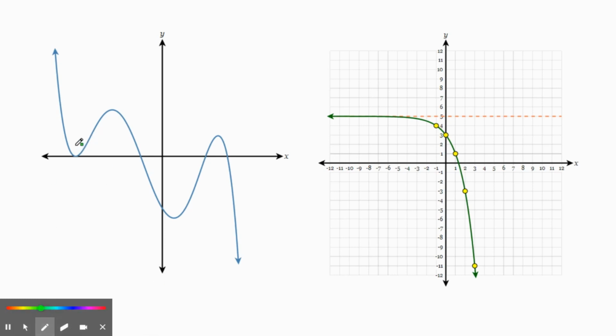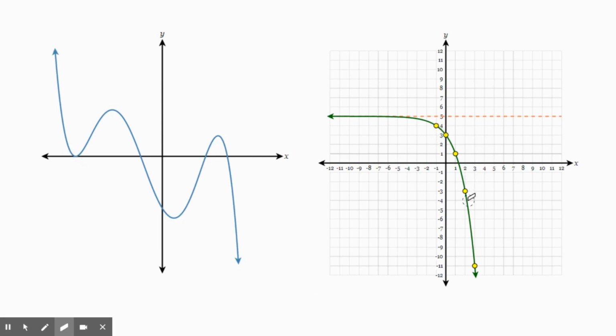The graph on the left has several what are called relative minimums. That's a relative minimum. This is a relative maximum. This is a relative minimum. And this is a relative maximum. If it were to have an endpoint, we would call this an absolute maximum. Or if there was an endpoint here, it would be called an absolute maximum.